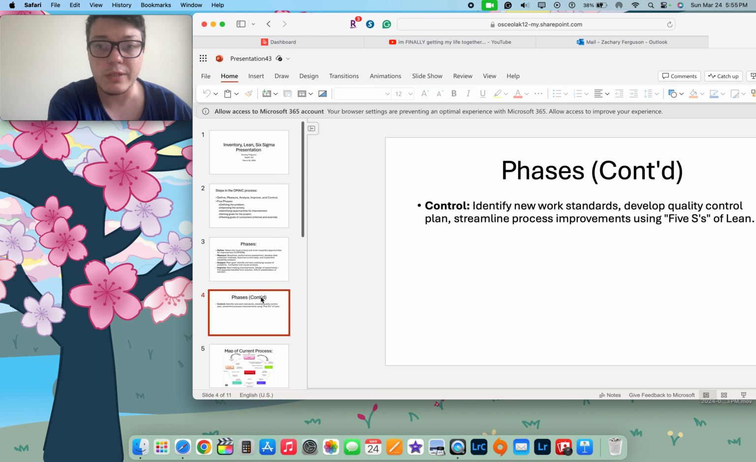And then the last phase would be control. This would be helping find and identify new work standards for the healthcare organization and clinic, and developing a quality control plan for the healthcare organization. Streamlining process improvement, and this would be the 5 S's of lean, so that would help overall improve and streamline the process within the healthcare hospital or clinic.